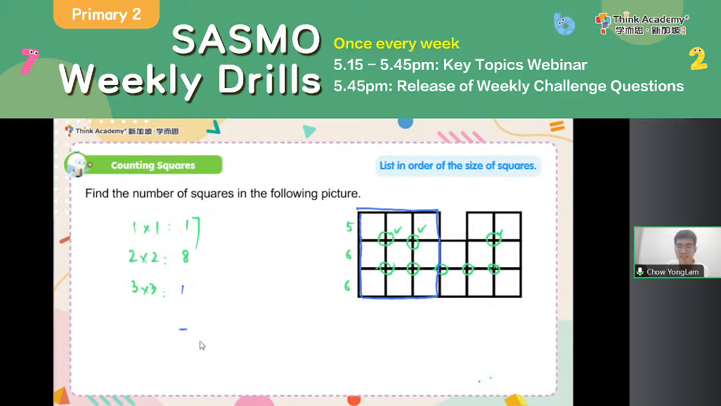Okay, so with that, we can find the total, which is 17 plus 8 plus 1 equal to 26. Okay, we have 26 squares in total. List them in order, 1 by 1, 2 by 2, 3 by 3. And that's the key to counting the number of squares. Okay, and you can use the circle the cross method for 2 by 2 squares. It's easier, okay, and more convenient.